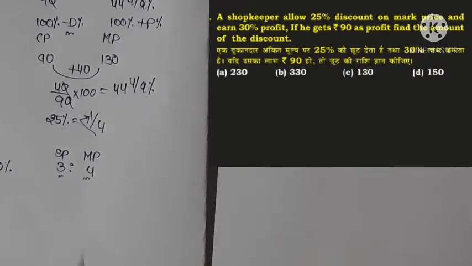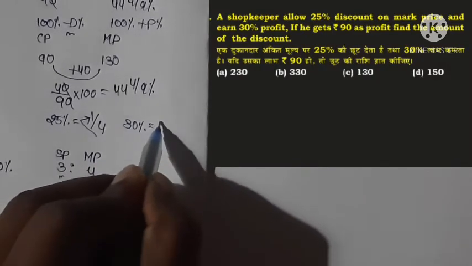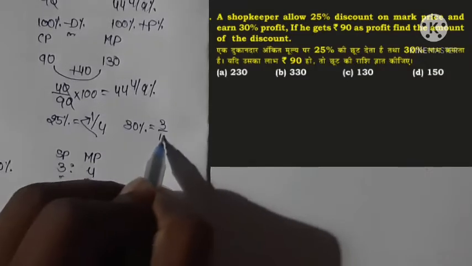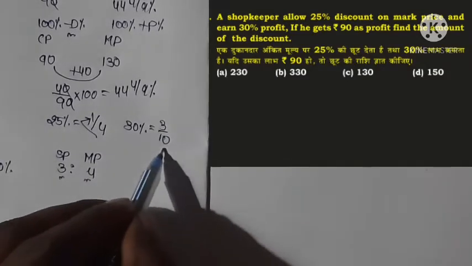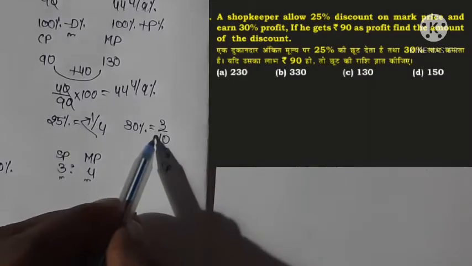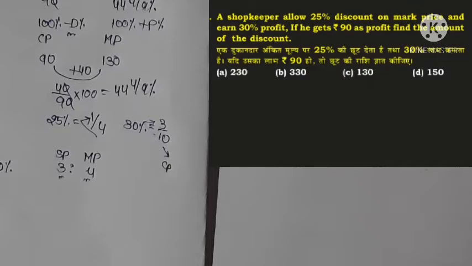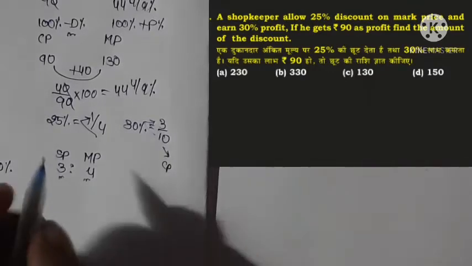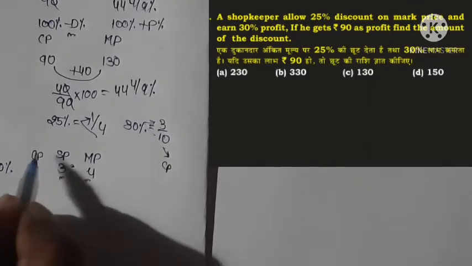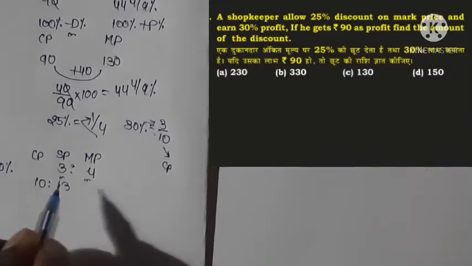Earn a profit of 30%. So 30% can be written as 3 by 10. Here the cost price is 10, so it is increased by 3, so the selling price is 13. So here the cost price and selling price are in the ratio of 10:13.